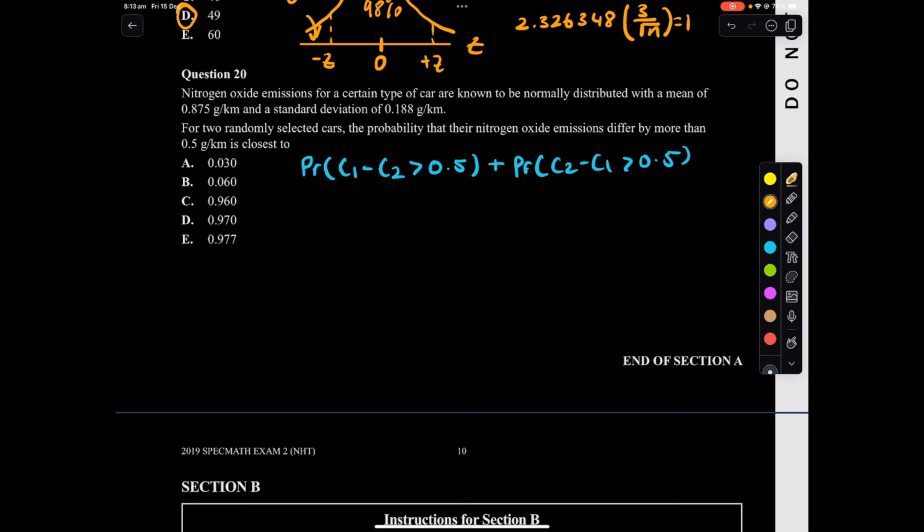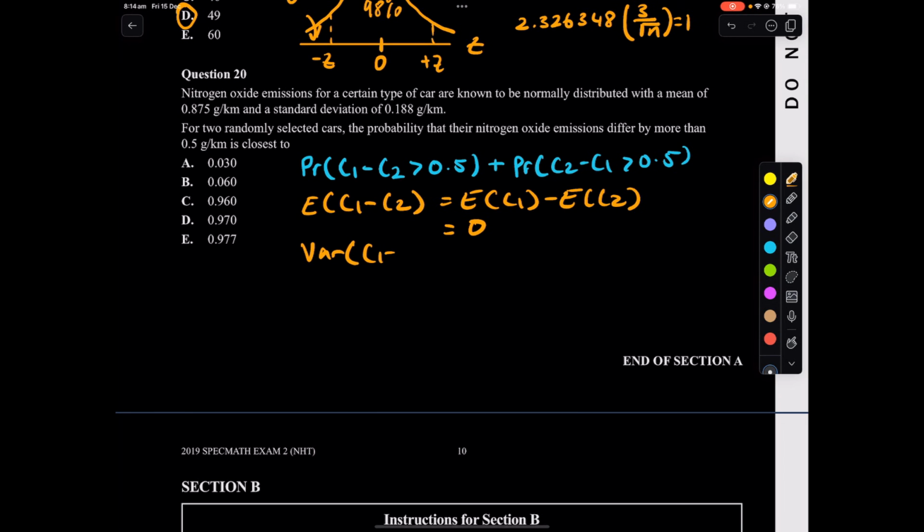All right, so what do we do then? We need to find the expected value of car 1 minus car 2, which is just the expected value of car 1 minus the expected value of car 2, which is 0, because we know the mean is 0. Imagine 0.875 minus 0.875, it's just 0. Done. And then what about the variance of C1 minus C2? It's just going to be the variance of C1 plus, remember that negative one gets squared, plus the variance of C2.